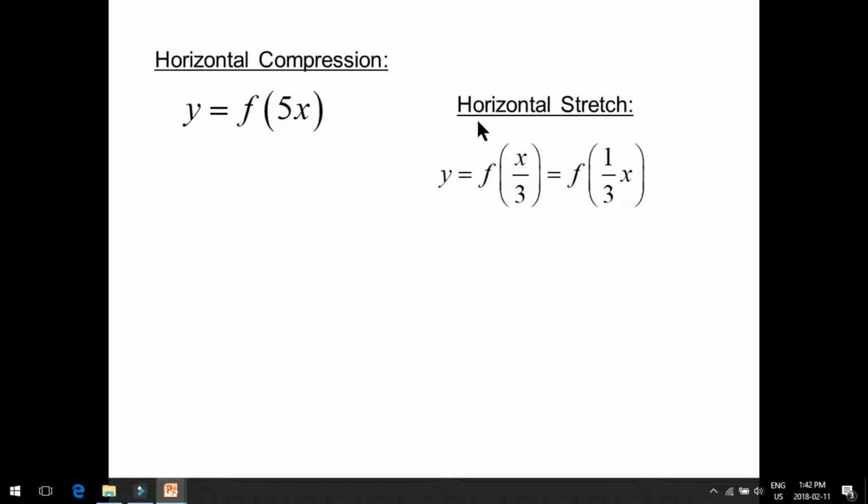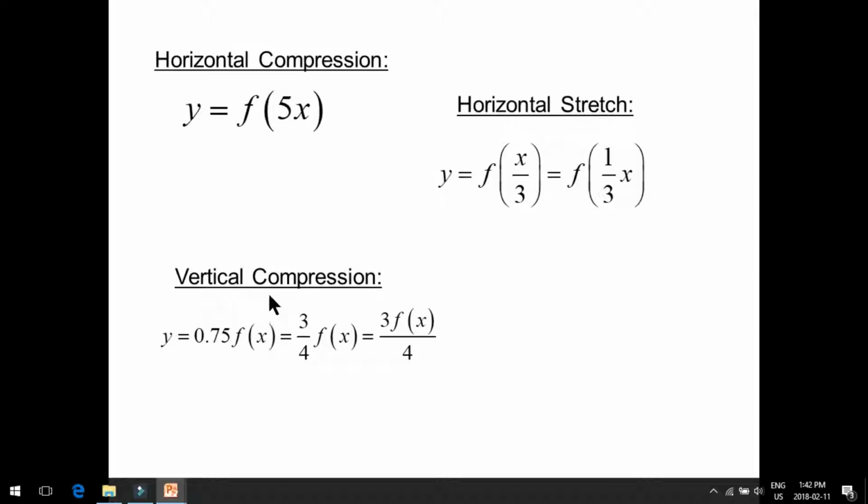Here's a horizontal stretch. These are all the same. They're identical. Some people write it as x over 3. Some people write it as 1/3 x. Either way, when you take the x values and divide them by 1/3, that's like multiplying by 3. Hence, it's a stretch. And it's horizontal because it's within the input station.